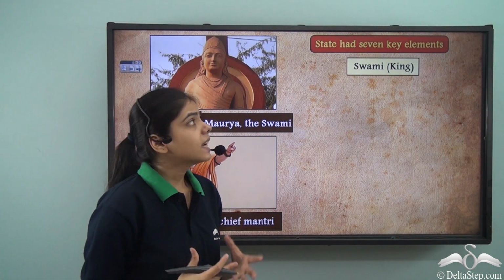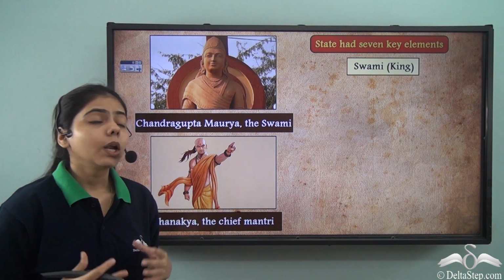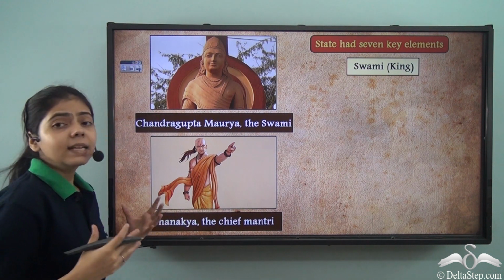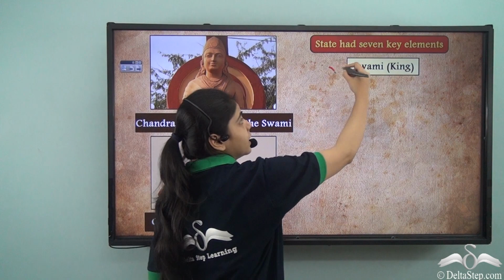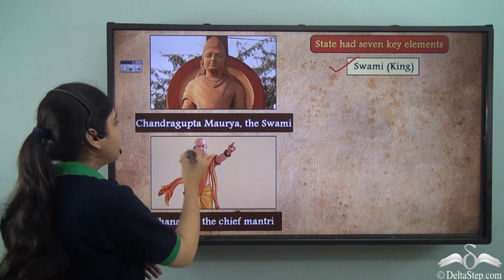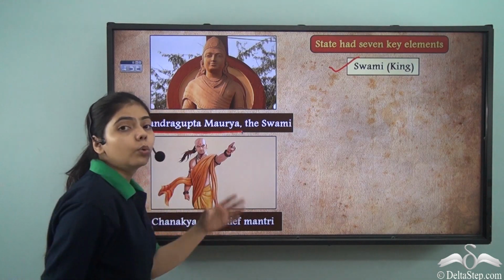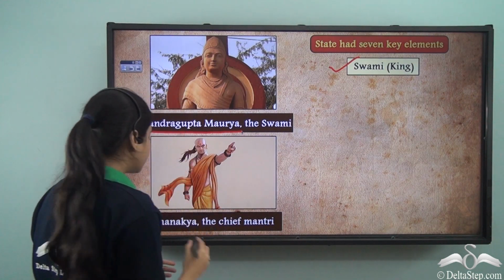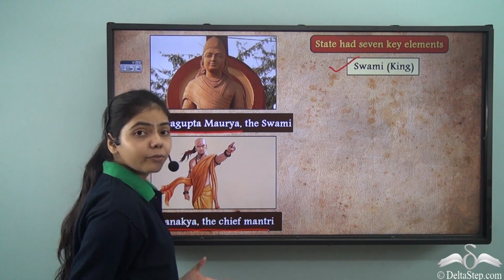So the state had 7 key elements. Now what were the 7 key elements? It was headed by Swami, or the king, at the top. Now the Swami at that time was Chandragupta Maurya, who was heading the empire, and Chanakya was his chief mantri.